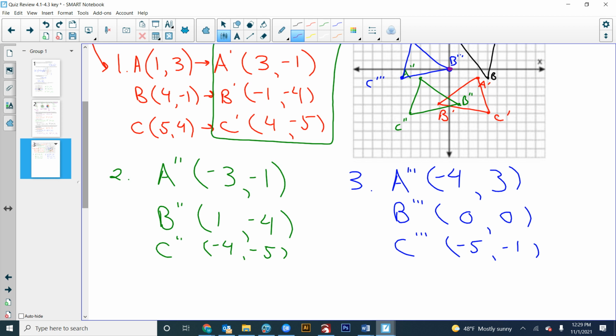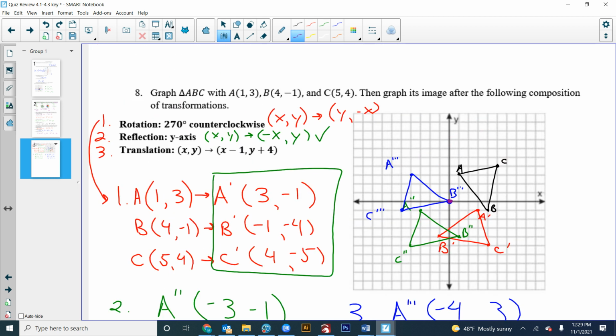And then the last rule, we take the green points and do a translation. We like those because all we have to do for a translation is count left 1, up 4. So for that one, we go from the green. We count left 1, up 4 from A double prime. From B double prime, we count left 1, up 4. And from C double prime, left 1, up 4. You could either get the final coordinates for that one from just looking at the graph, or you could do the math. You could take 1 away from x and add 4 to y from the double prime points.